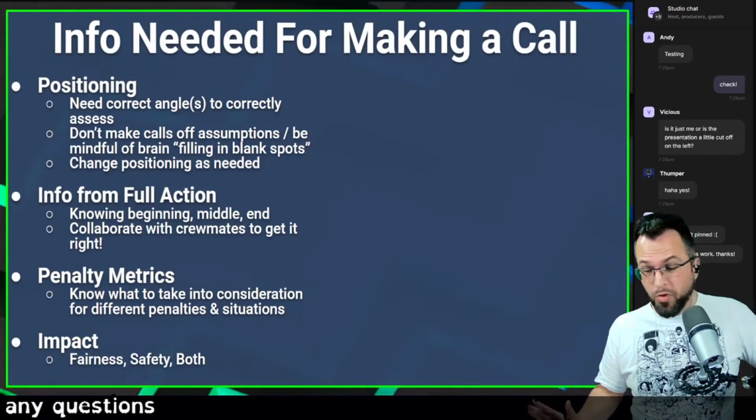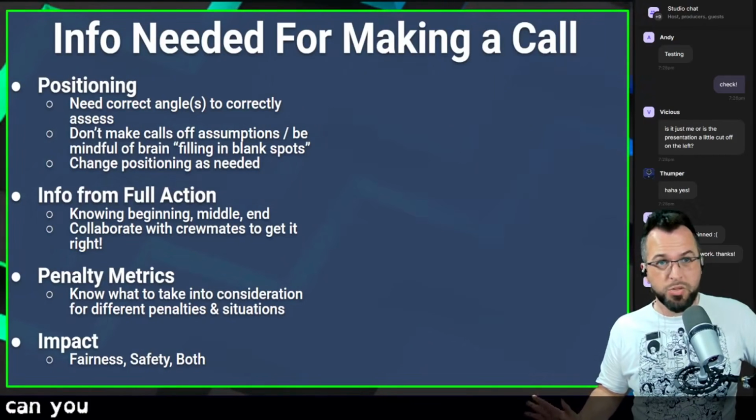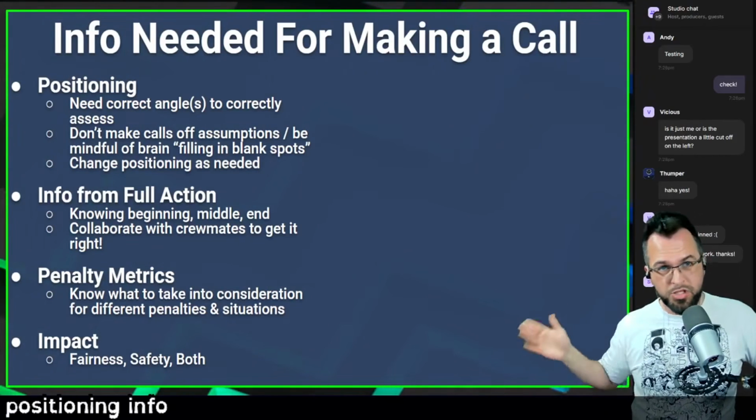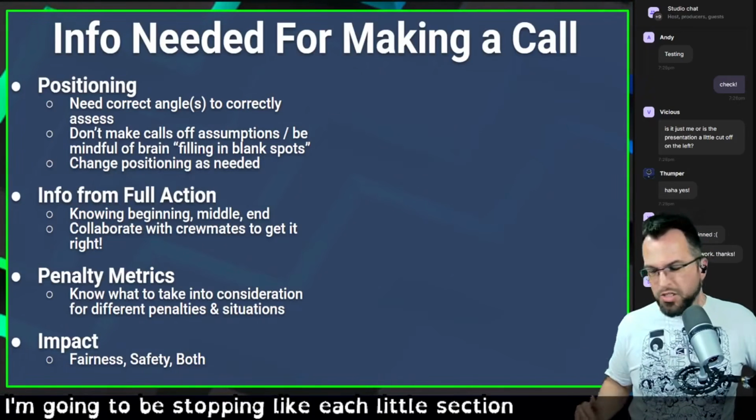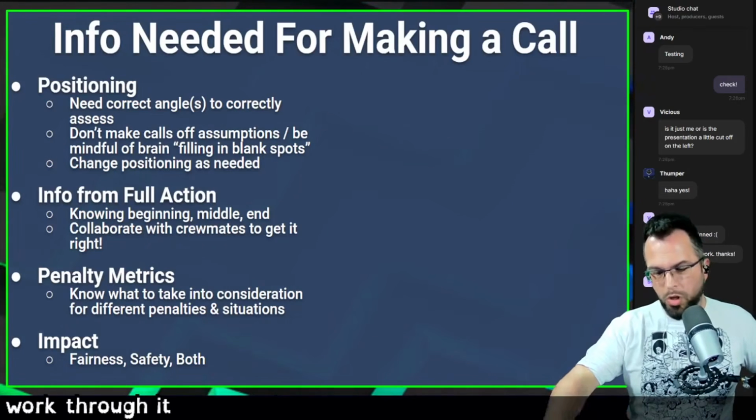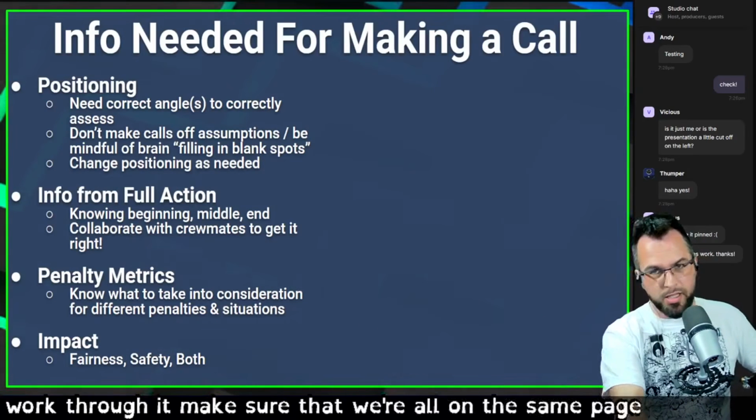Any questions before we start getting into it here? Any questions about the positioning info from the full action, penalty metrics, or impact? I'm going to be stopping after each little section here so that we can work through it, make sure that we're all on the same page before getting into the nitty gritty details.